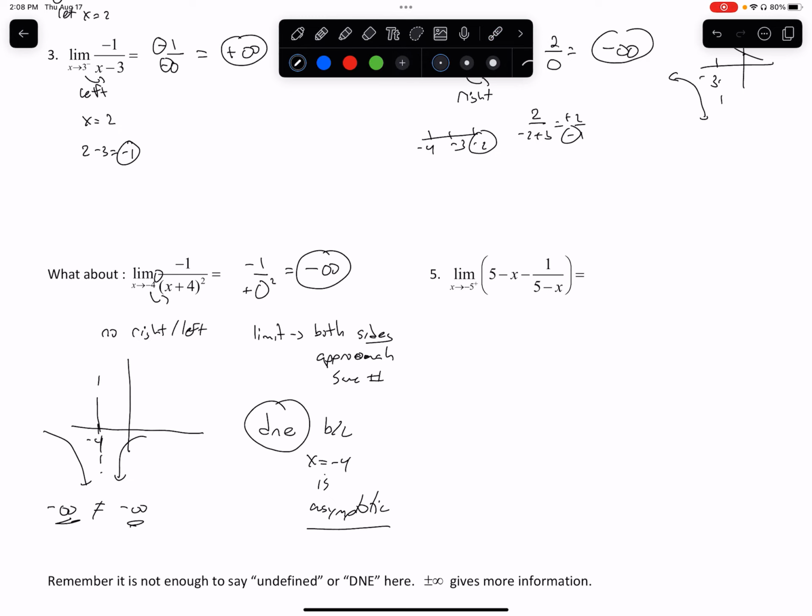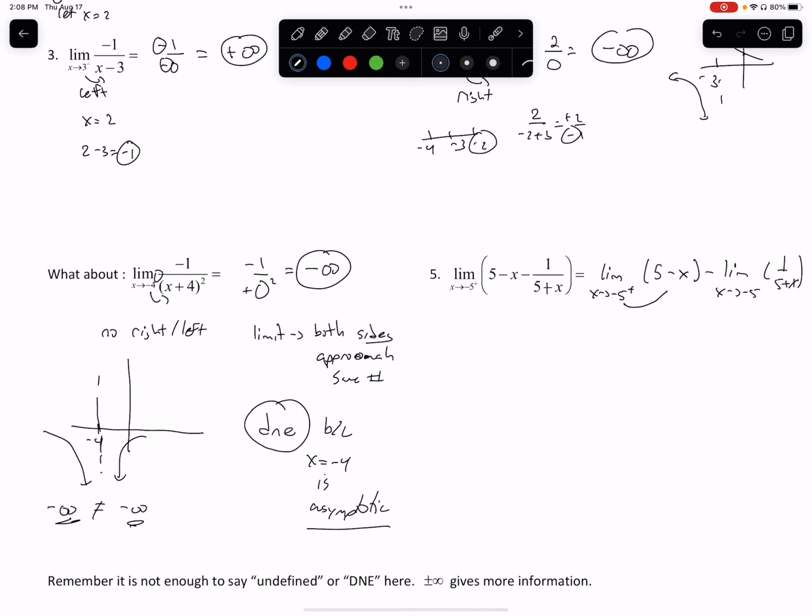All right, number 5. Let's take a look at number 5. I can split this up. One thing we can do with limits, we can always split them up. This becomes the limit as x approaches -5 of 5 minus x, minus the limit as x approaches -5 of 1 over 5. Let's make this a plus x. Plus x. There we go. That has become a plus x right there.